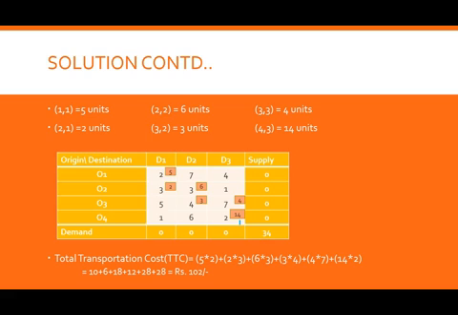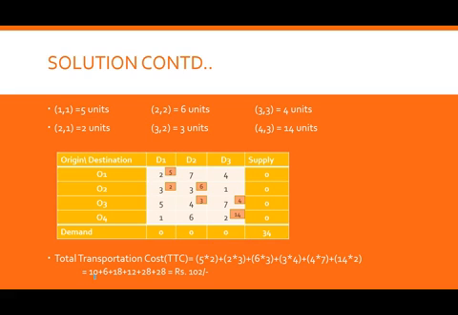Fourth row, third column, 14 units. So this is my total transportation. Now I am supposed to calculate total transportation cost, TTC. How do you calculate? The number of units into the cost of transport. 5 into 2 plus 2 into 3 plus 6 into 3 plus 3 into 4 plus 4 into 7 plus 14 into 2. Right? Quite simple.